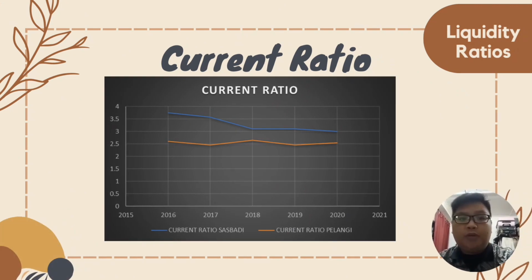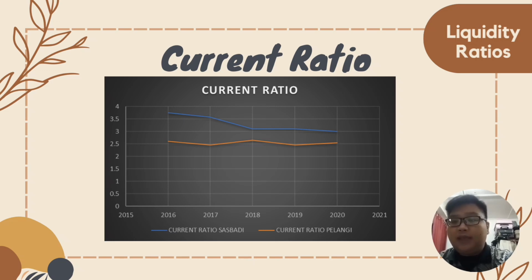Liquidity ratio. We will present the current ratio of both companies. This image displays the current ratio of Pelangi Publishing Group Berhad and SASBADI Holding Berhad for the year 2016 through 2020. Current ratio demonstrates how effectively a company can satisfy its short-term commitments. As you can see from this graph, SASBADI is more liquid than Pelangi.